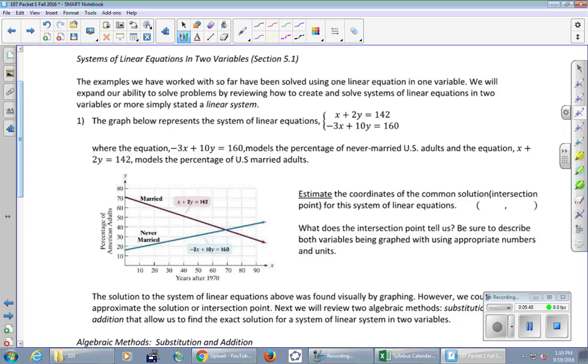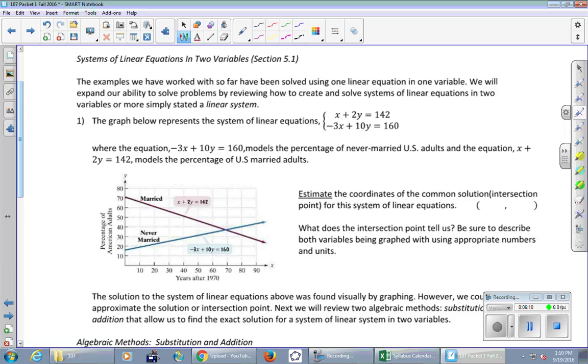Okay, number one, the graph below represents this system of linear equations. One equation is x plus 2y equals 142. That's the one that's in red up on the board, but it all looks like it's in the same color on your page. Go ahead and flip to the next page. The other equation is -3x plus 10y equals 160, in blue up on the board. All right? So here's what it says.